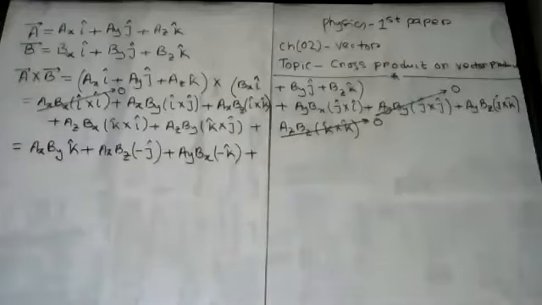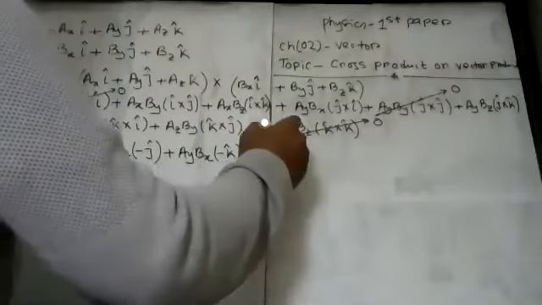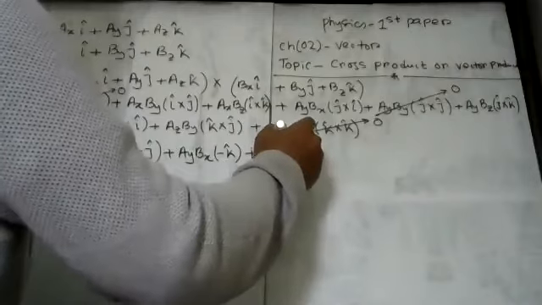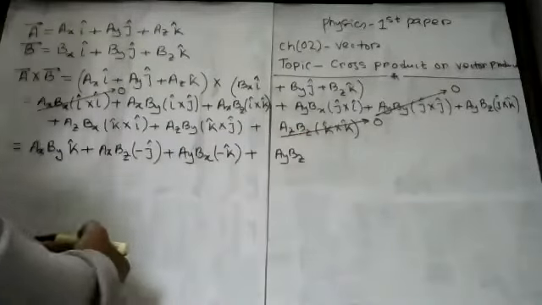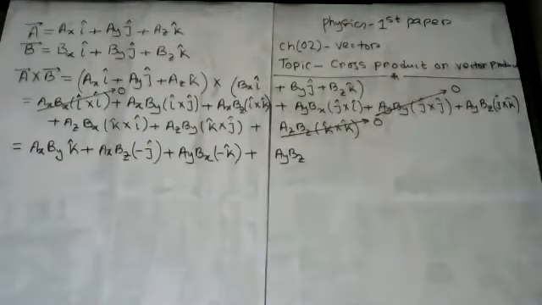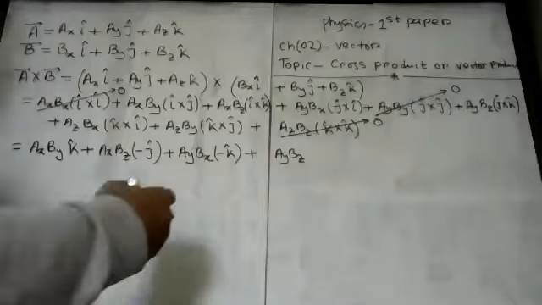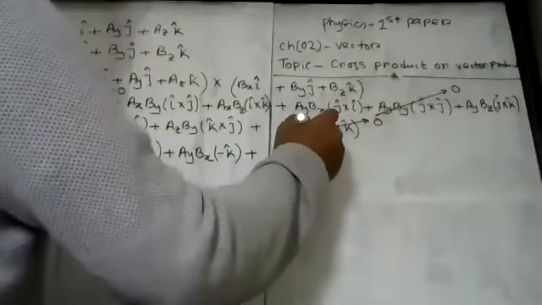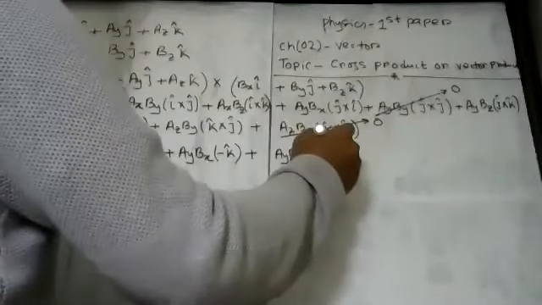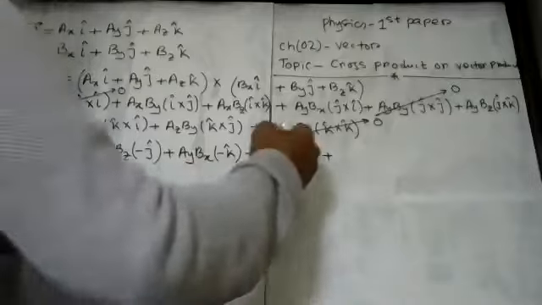Okay? And then a y bz, my student. Here a y and then bz. So here j hat cross k hat will equal what, my student? j hat cross k hat will equal i hat. Very good.